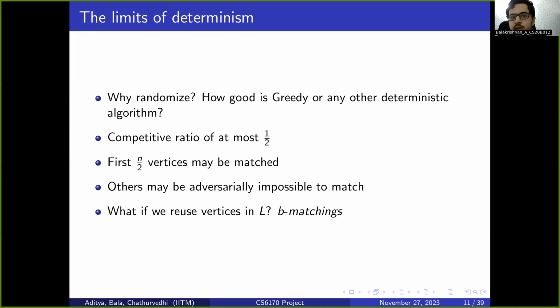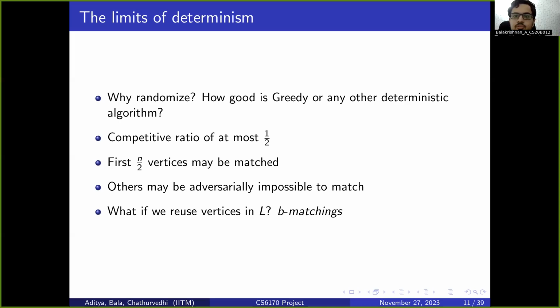Are deterministic algorithms any good? No, we show that the competitive ratio of any deterministic algorithm may be at most half. Suppose an algorithm is able to match its first n by 2 vertices. Then the others can be made impossible to match by the adversary, which will now only create edges to the vertices that have already been matched.